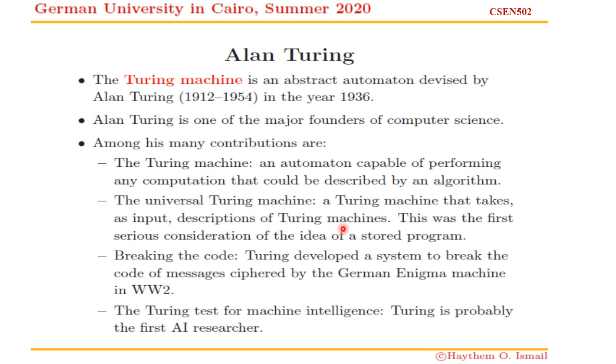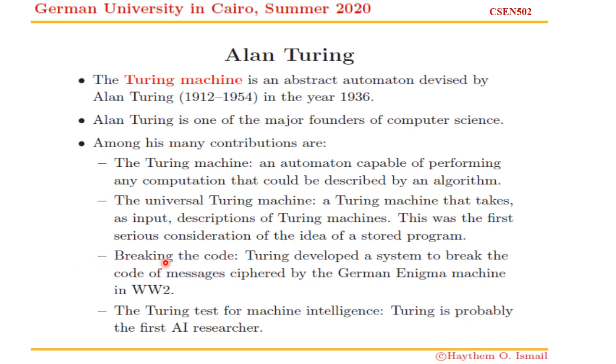So that's basically what the Universal Turing Machine is. It takes as input, you load it with the code, the description of another Turing machine, which, as we said, is pretty much an algorithm, and then it kind of behaves the same way. So this was the first serious consideration of the idea of a stored program, the idea of storing a program as data and then using that data to behave in different ways.